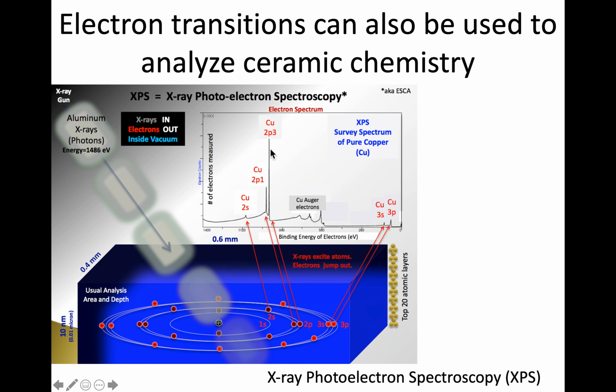And again, these transitions can also be used to identify chemistry through another technique, X-ray photoelectron spectroscopy. And this is, again, using transitions to determine the chemistry of a material. This just happens to be more surface sensitive.